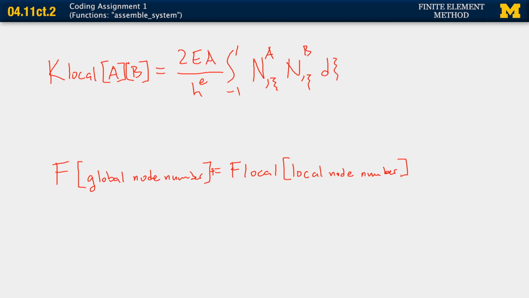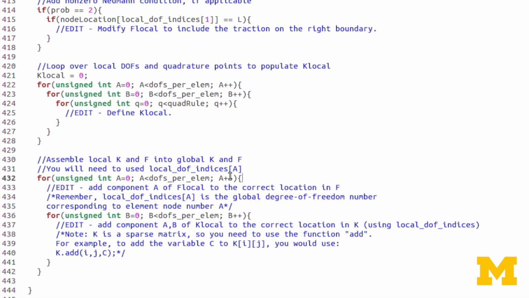Okay, and the local node number will of course be going from 0 up to the number of the nodes in the element. And then how do you go from the local node number to the global node number? Again, it's just local DOF indices. Okay. All right, so it's actually pretty straightforward. You'll do that with f, and you'll also do that with k.